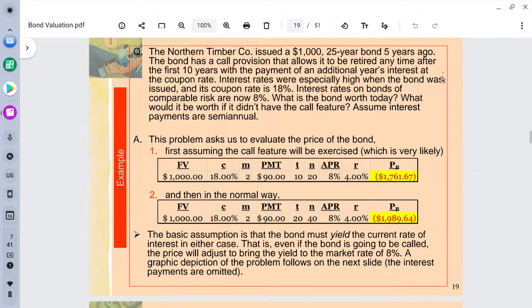Of course, there's one additional year's interest. Interest rates were especially high when the bond was issued. If interest rates are high, there will be a lot of callable bonds. And its coupon rate is 18%. Oh, 18% coupon rate is really, really high. It's almost like 20% a year. There aren't that many stocks that give you 20% return a year, but this bond is paying almost 20%. Obviously, from Northern Timber's perspective, this is really backbreaking, isn't it?